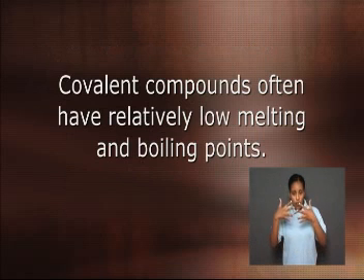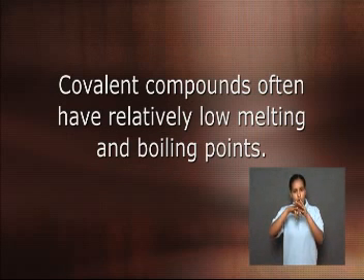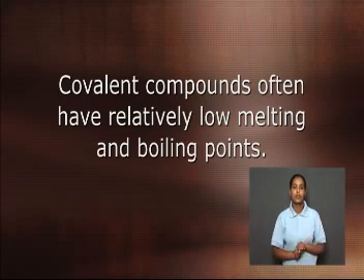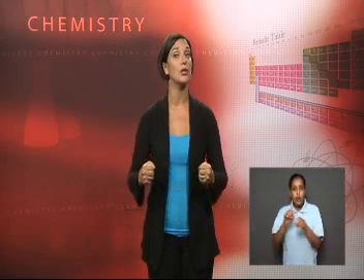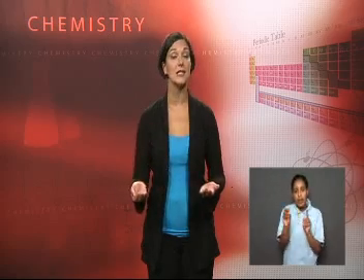Covalent compounds often have relatively low melting and boiling points compared to ionic compounds. I am sure you recall that ionic compounds have high melting and boiling points. This is because it takes a lot of energy to break apart the forces that hold together their positively and negatively charged ions. Thus, all of the ionic bonds have to be broken in an ionic compound in order for the ionic compound to melt.